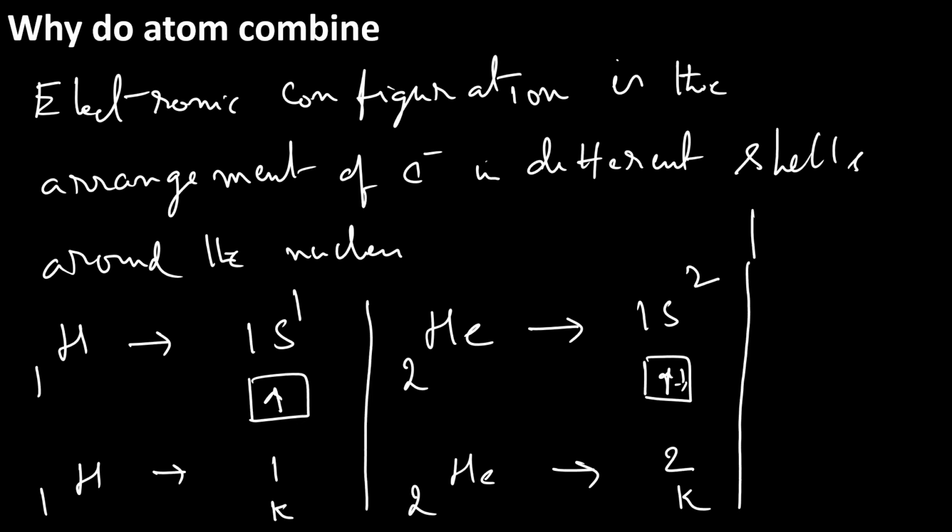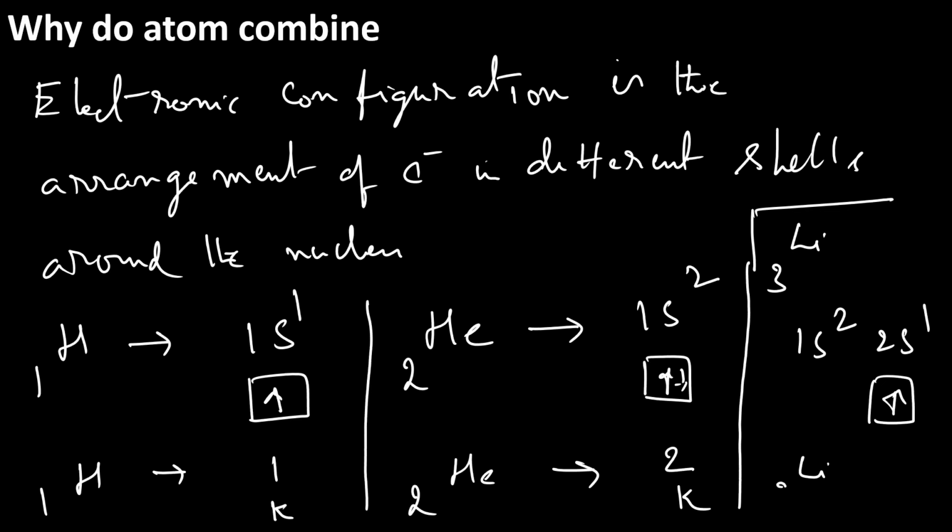On the other hand, lithium with atomic number 3 has configuration 1s2, 2s1. So the outermost shell is the s subshell, the second level s subshell. The outermost shell is also referred to as the valence shell. The valence shell has only one electron. Or in a different way, lithium has 2 electrons in K shell and 1 electron in L shell.